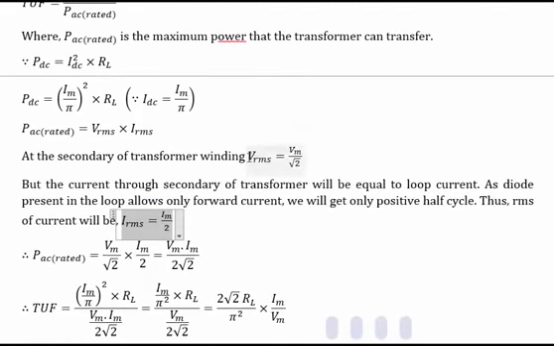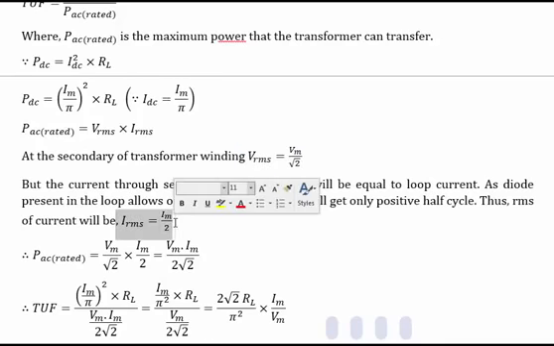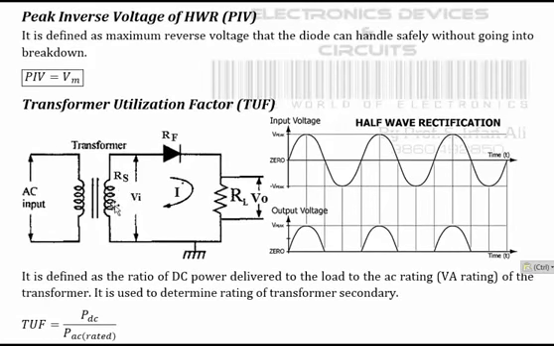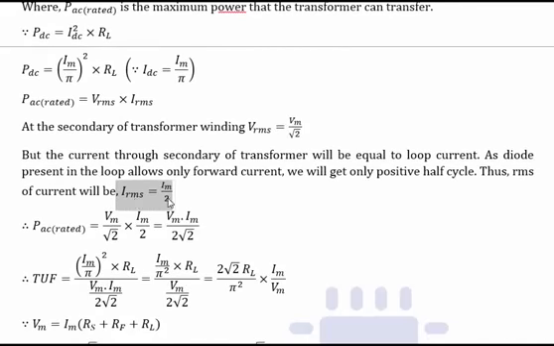So Vrms for a complete cycle is Vm by root 2, and Irms for a half cycle is Im by 2, because at the input side we have a half cycle, because the loop is the same. At the output side we have a half cycle of current, so at the input side we will also have a half cycle of current, and Irms will be equal to Im by 2.